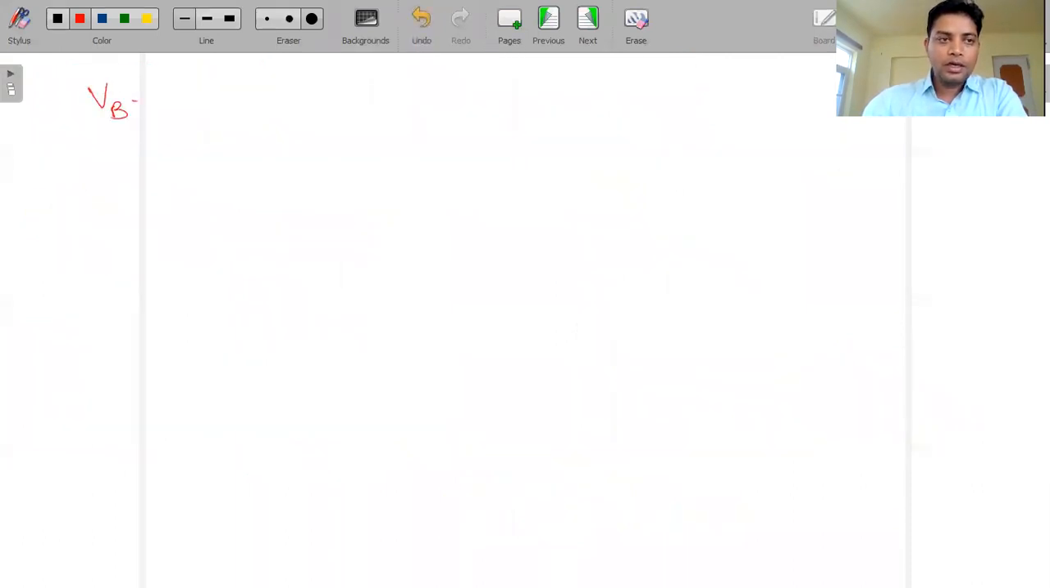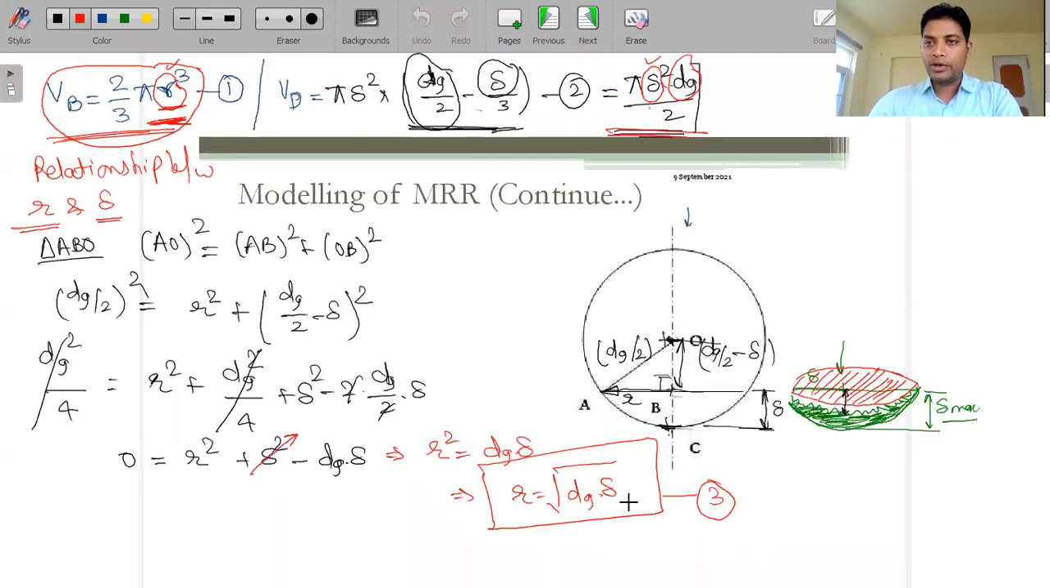Now VB equals 2 by 3 into pi r cube. I'm just keeping this r value over here. So this will become 2 pi by 3 into dg into delta raised to 3 by 2. Because it's a square root, 1 by 2, dg into delta is raised to 1 by 2. So when you take the cube, it will become 3 by 2.